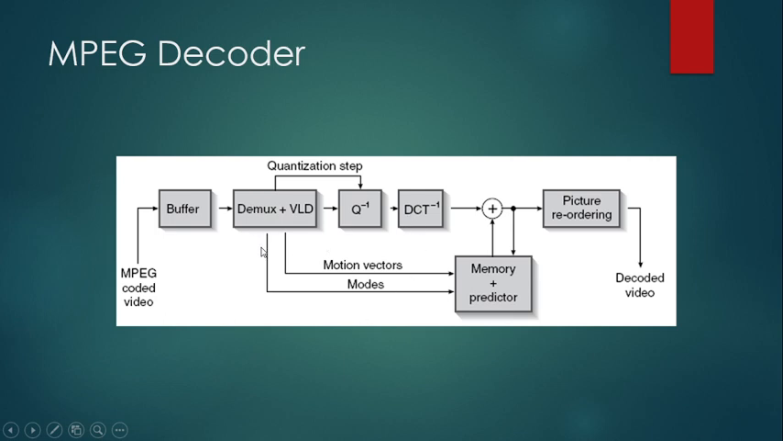So it is a simple technique. So there can be more decoders than encoders, as the circuit is simple. So thus we have seen the encoder and the decoder of MPEG 2.